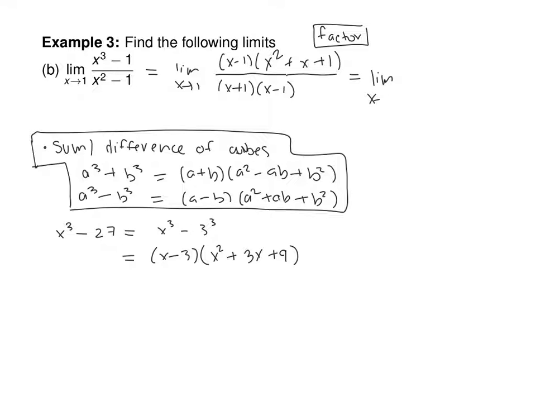Okay, limit as x goes to 1. Can something cancel now? Yeah, the x minus 1s. And that should make you really happy because that's the thing that was causing the issue. Do you see what I mean by that? That's the part that was making the denominator 0. So now that that's gone, you can just plug in your number and be happy.